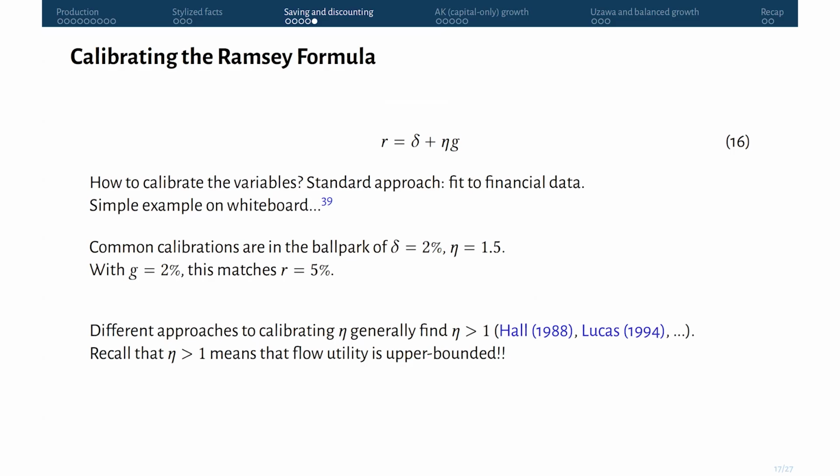But within the context of a simple model like we're working with here, and which is used throughout, I think, a considerable majority of macroeconomics, including macroeconomics of AI, you get an eta greater than 1, and the implication is that flow utility has an upper bound.